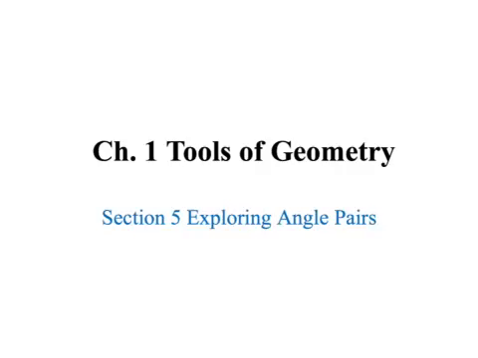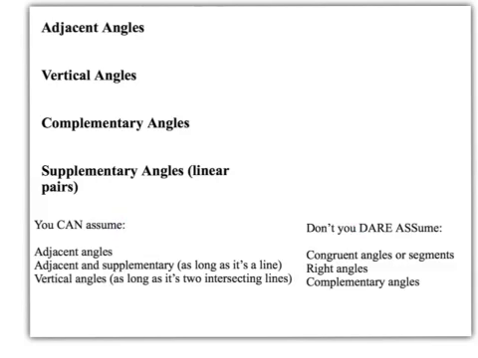Moving right on into section 5, so please make note of the change in your notebook. Section 5, exploring angle pairs. We're going to talk about a few different types of angles: adjacent, vertical, complementary, and supplementary. Supplementary angles can also be referred to as linear pairs, and we'll talk about the difference between.